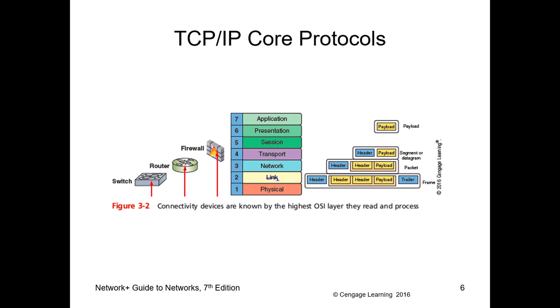All right, here's a couple of things I want you to write down. A hub is considered to be a Layer 1 device. So write that down: a hub is a Layer 1 device, which means a physical layer device, because every bit that comes in is sent to every other connection on the network.